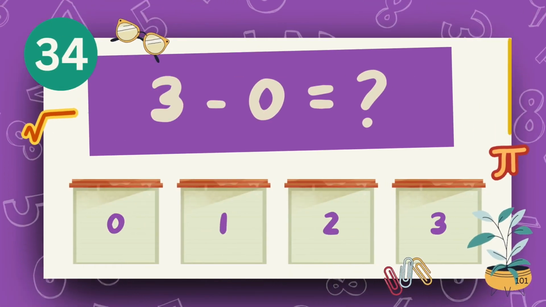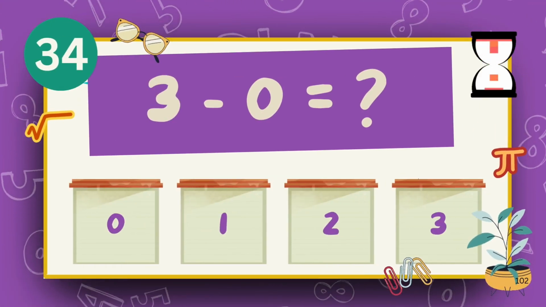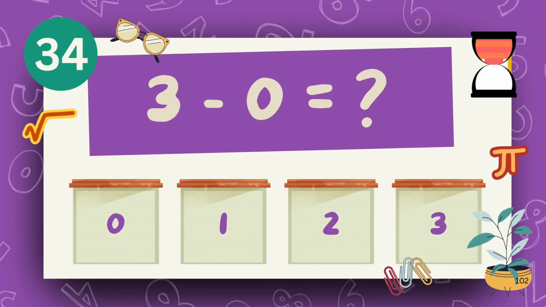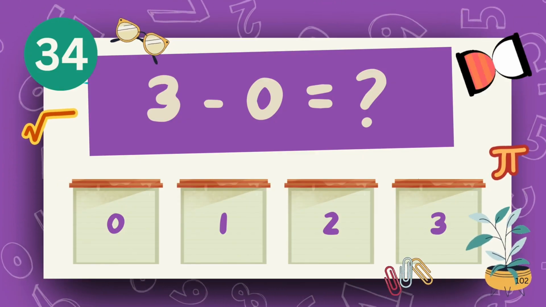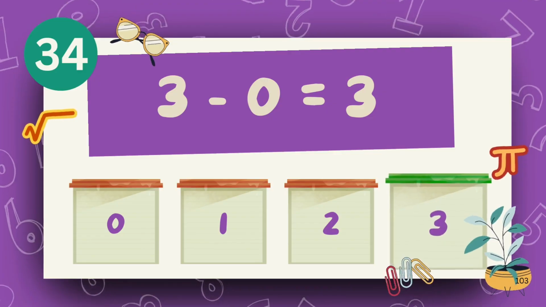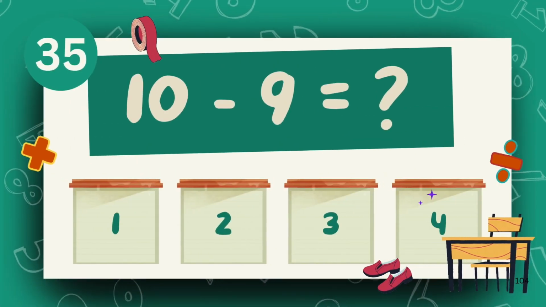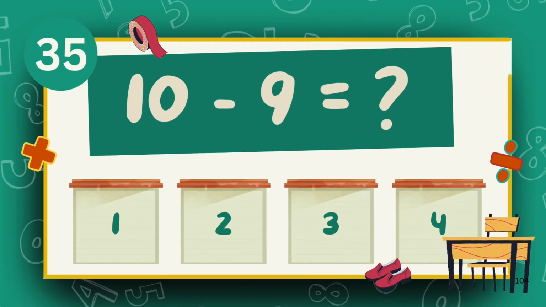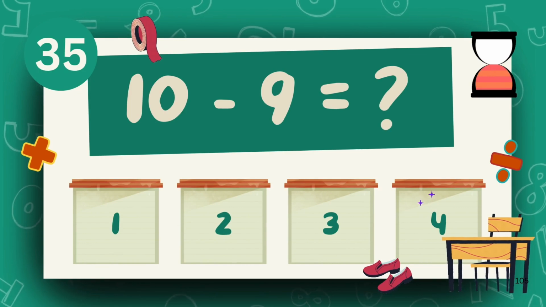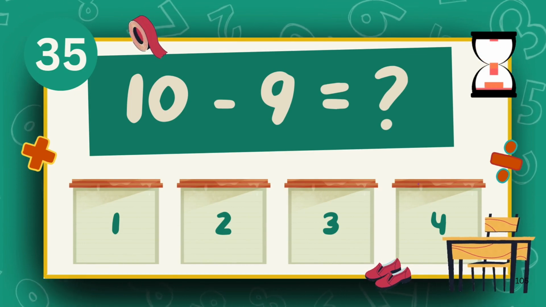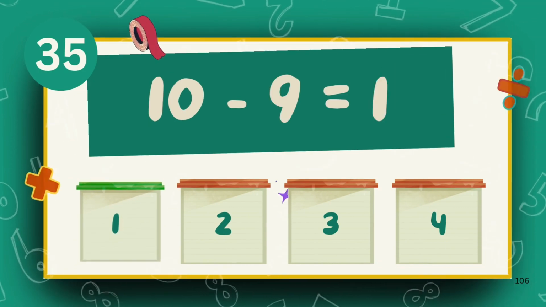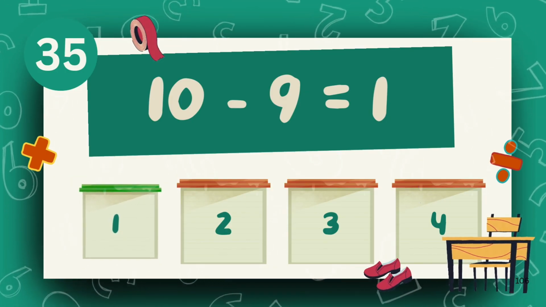What is 3 minus 0? The answer is 3. What is 10 minus 9? The answer is 1.